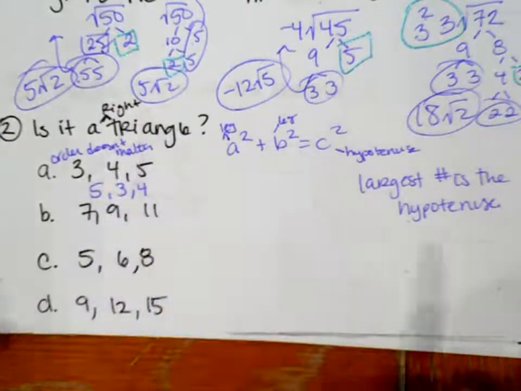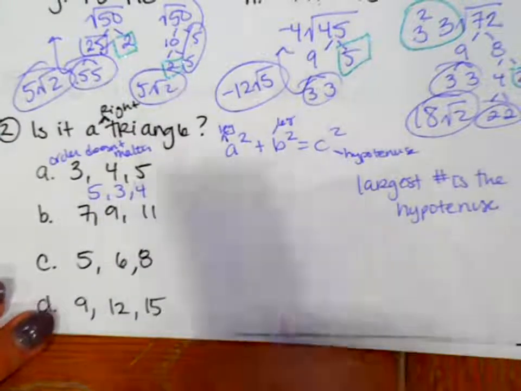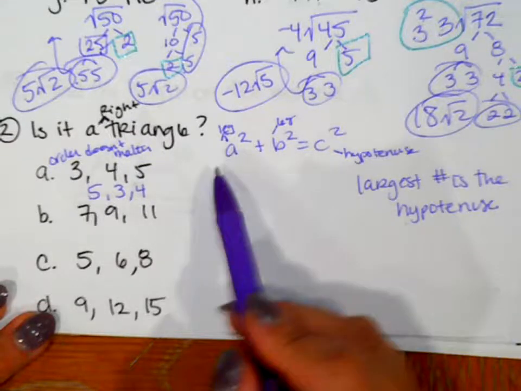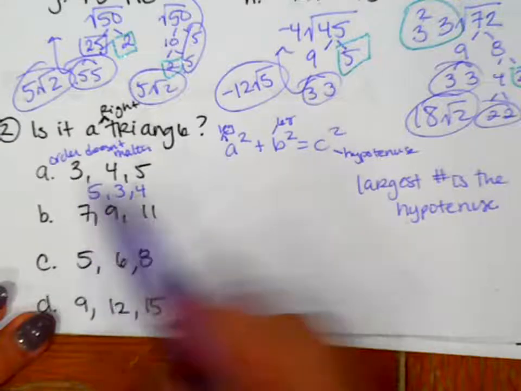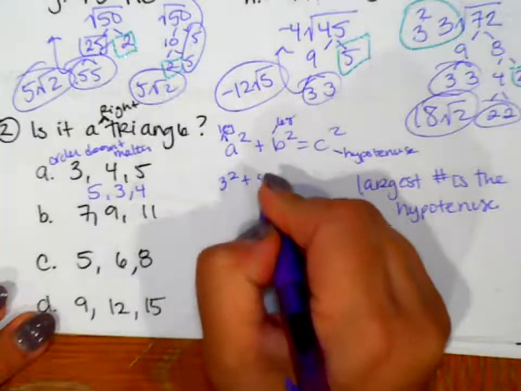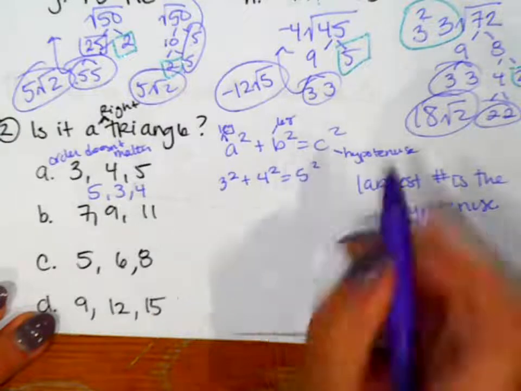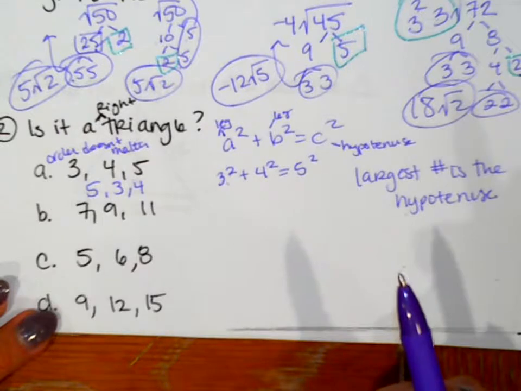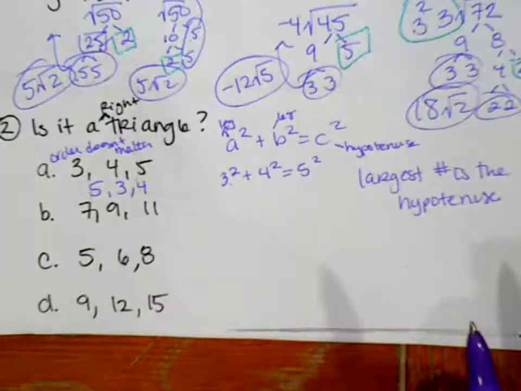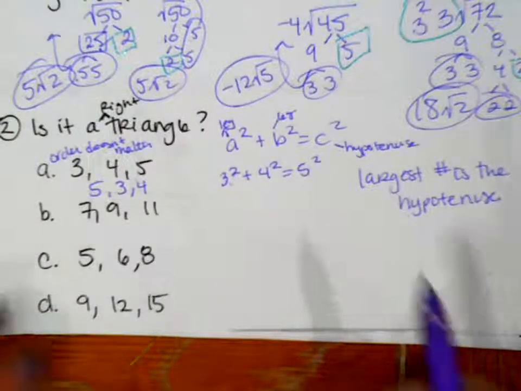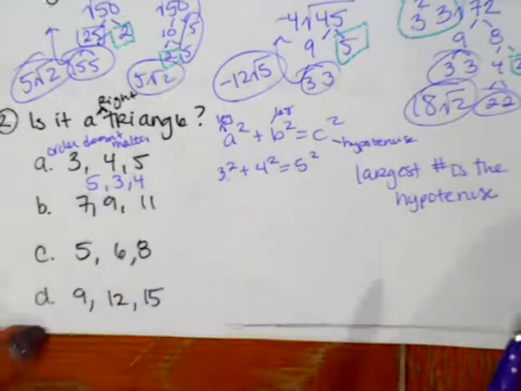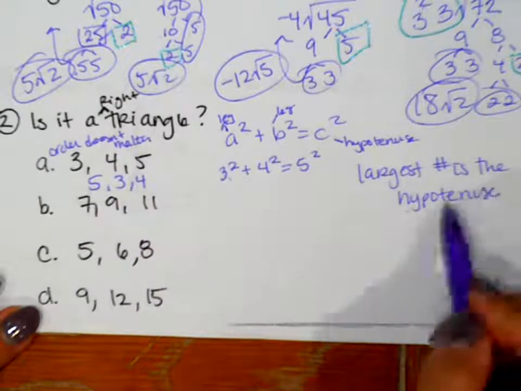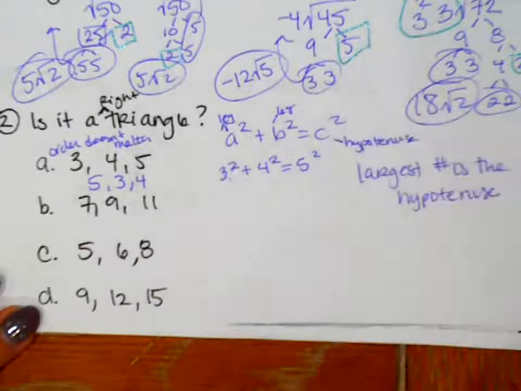All right, so how do we know it's a right triangle? We know it's a right triangle when we plug them in and this equation becomes true. So I'm going to use this one right here. I have 3 squared plus 4 squared equals 5 squared. Remember, this is not 3 times 2. This is 3 times 3. So largest or first number? No, it doesn't matter. It's always the largest regardless of the order. The hypotenuse is your largest. It's always your C. Your C always has to be the hypotenuse.